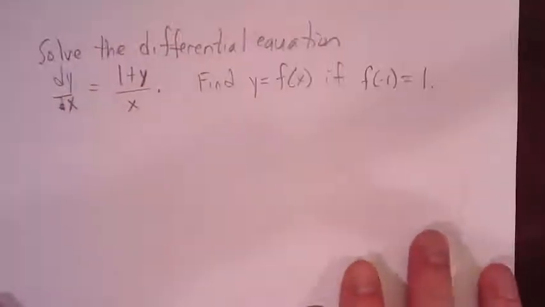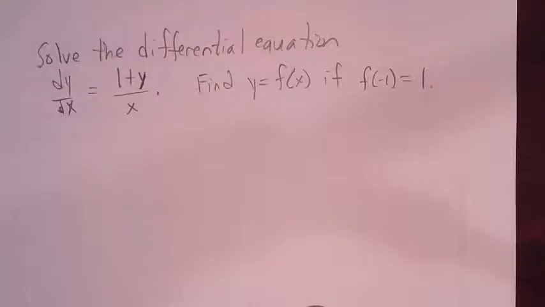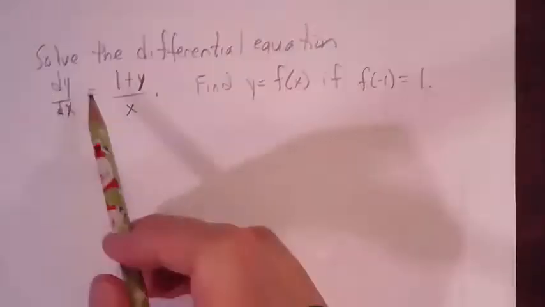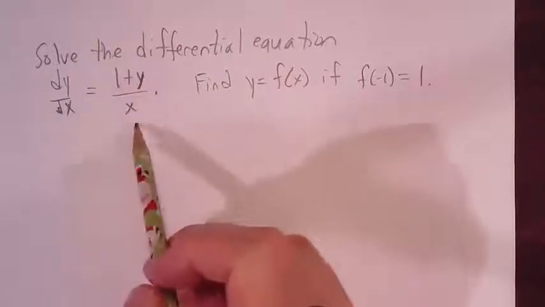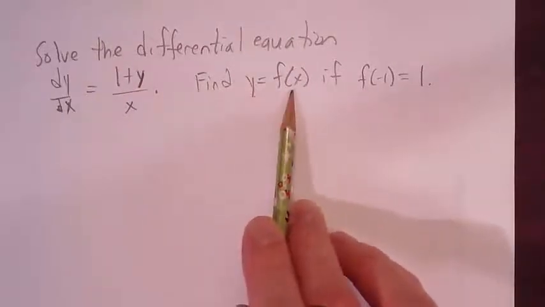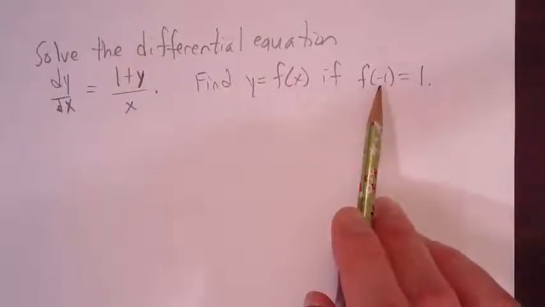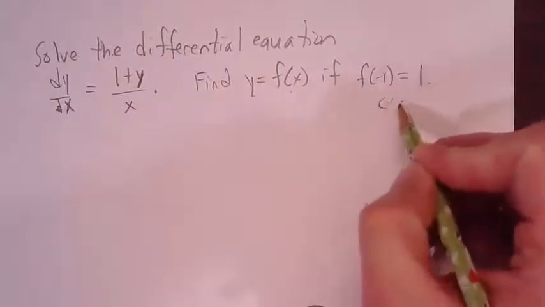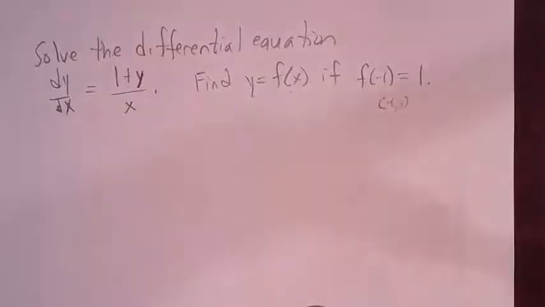So the first example here is a very typical looking problem for this section. It says, solve the differential equation, derivative of y with respect to x equals this fraction. That means find the parent function y, or f of x, if the parent function goes through the ordered pair (-1, 1). That's what they're saying here.